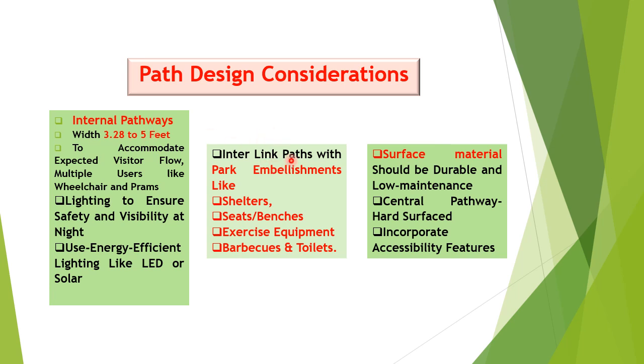Similarly, you have the internal links that should have paths linked with park embellishments, like shelters in a park. There should be an interlink path. The seats and benches should be en route to the paths. Exercise equipment, barbecues, washrooms and toilets should all be interlinked with the paths. The surface material we use should be durable and low maintenance.